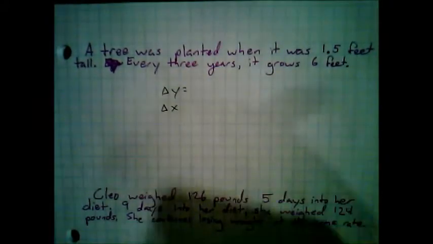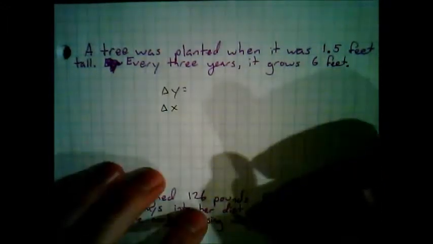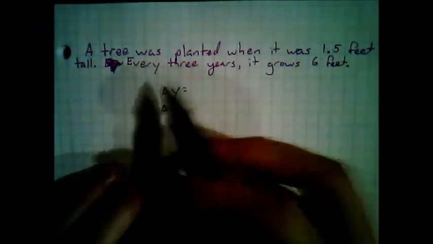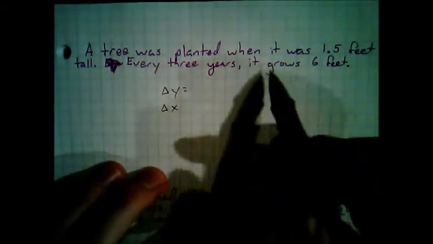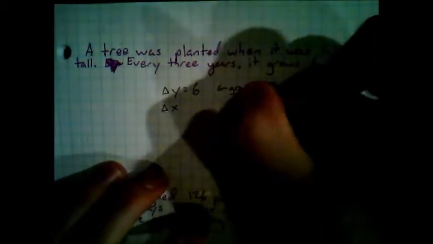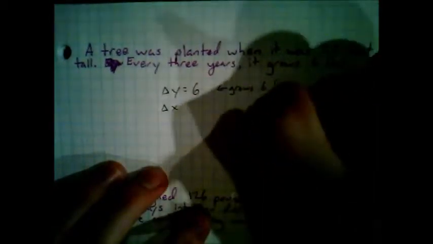Well, how much is the tree growing? That's what our delta y is. How much are we adding or subtracting to the tree's height? Okay, so it says every 3 years it grows 6 feet. So this growing 6 feet is our delta y. So our delta y is 6. It grows 6 feet.